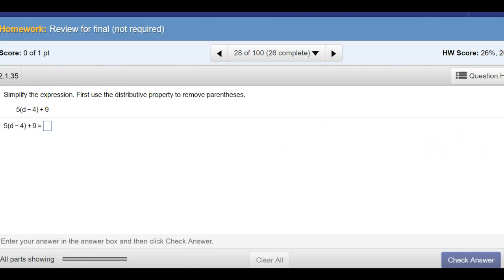Now here we are to simplify the expression, and we can just do it here. 5 times d is 5d. 5 times a negative 4 is a negative 20 plus 9. So here we probably could do that mentally. We get 5d minus 11. Just combining these like terms.